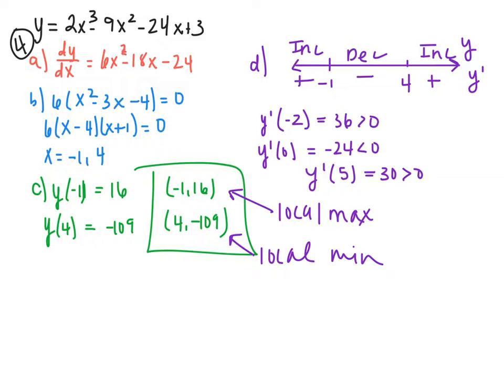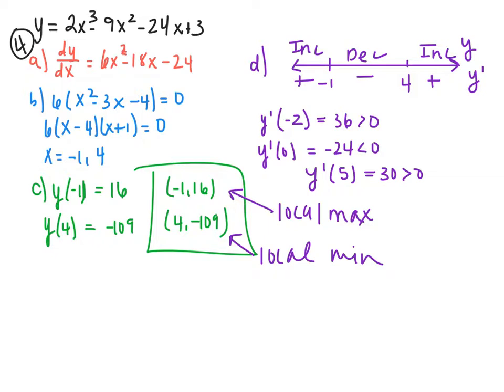Part B wants us to find two values for where the derivative is equal to 0. You could either use your graphing calculator or factor this. If you factor out a 6 and then you factor this, you get 6 times (x minus 4) times (x plus 1) is equal to 0. So your x coordinates are negative 1 and positive 4.